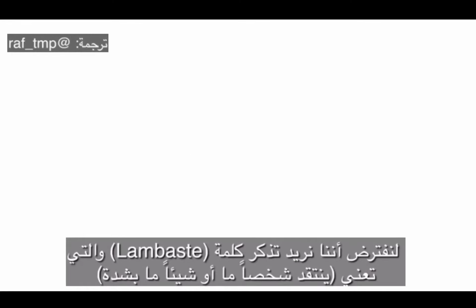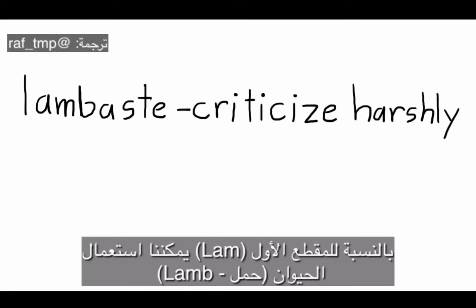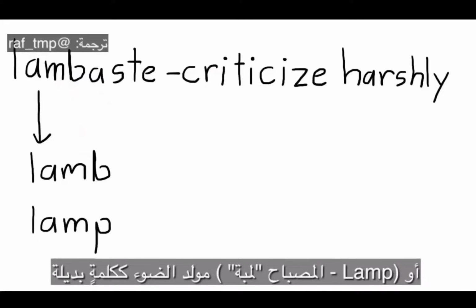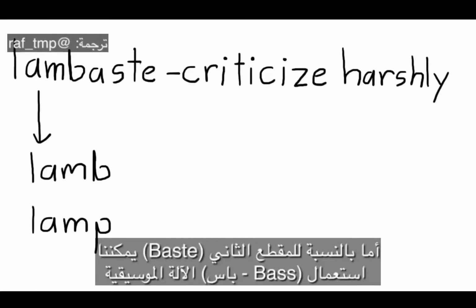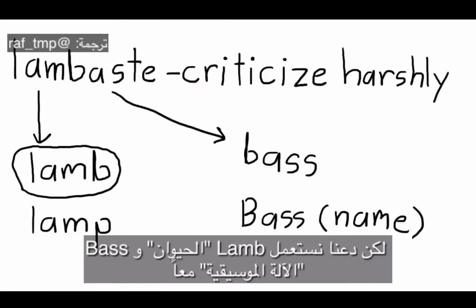Suppose we want to memorize the word lambaste, which means to criticize someone or something harshly. For the first syllable, lamb, we can use lamb, the animal, or lamp, the thing that generates light, as the substitute word. Now for the second syllable, baste, we can use bass, the musical instrument. And I also happen to have a friend named Bass, so personally I can use his name as the substitute word as well. But let's use lamb the animal and bass the musical instrument together.